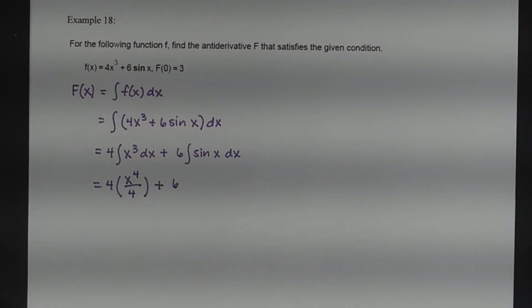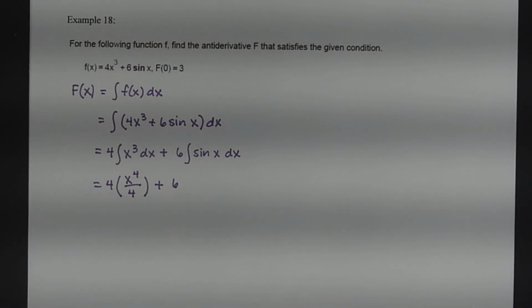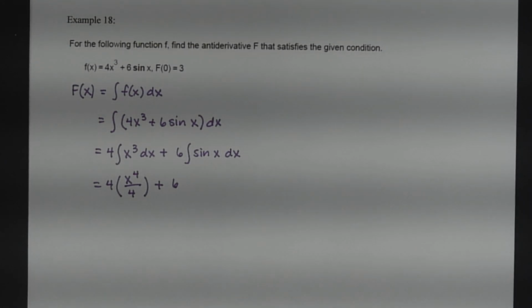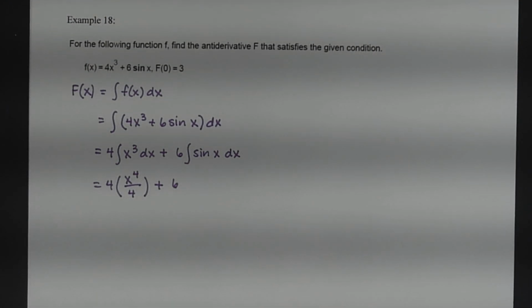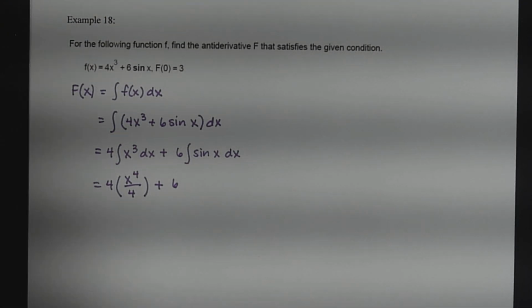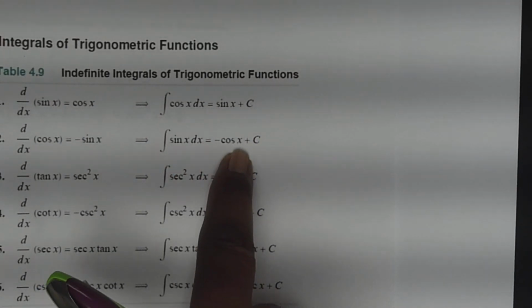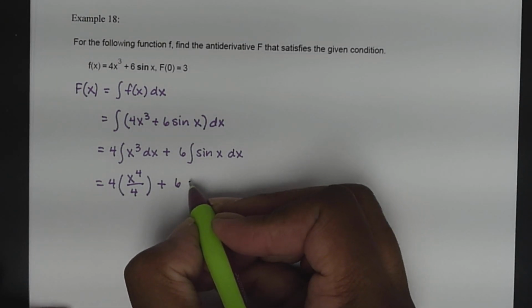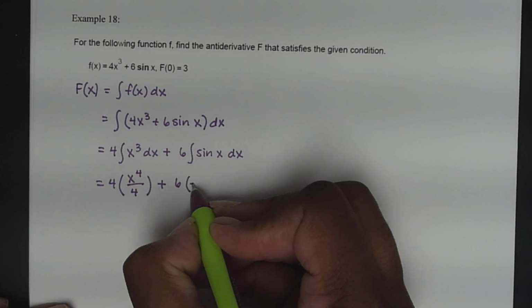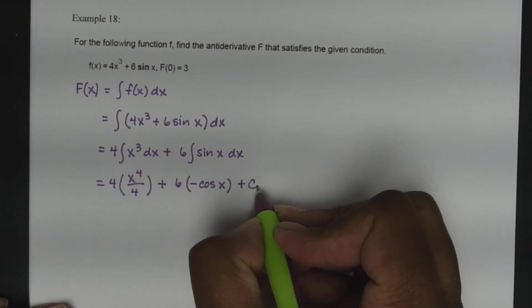Now go back to one of those tables for the integral of sine of x dx. Integral of sine of x dx, that's this right here, negative cosine of x. So, integral of sine of x dx would be negative cosine of x, and then plus c.